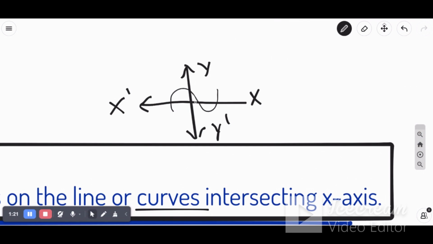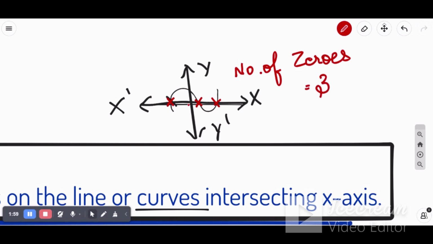For a polynomial curve, wherever your curve is intersecting your x-axis, the point to be noted is that it should intersect only the x-axis, this axis. Let's see, for this graph, it is intersecting at this point, at this point and at this point. So the curve is intersecting the x-axis at 3 points. So the number of zeros of that polynomial will be equal to 3.